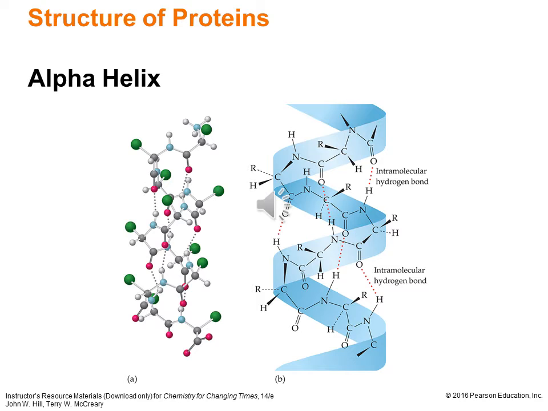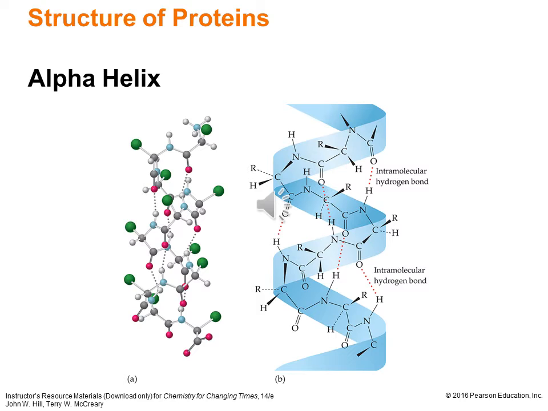Another very popular secondary structure of proteins is the alpha helix, and that also results from intramolecular hydrogen bonding, but now it's because as you twist, you're able to spiral around again to hydrogen bond.